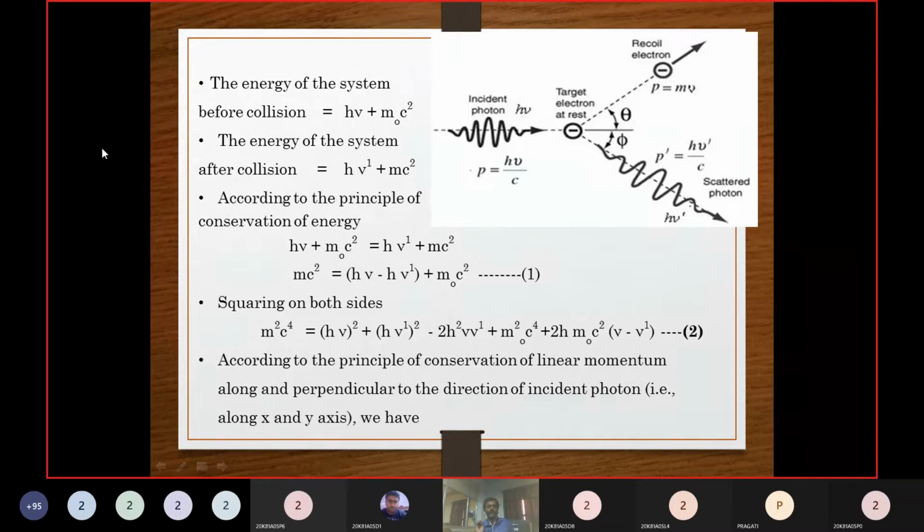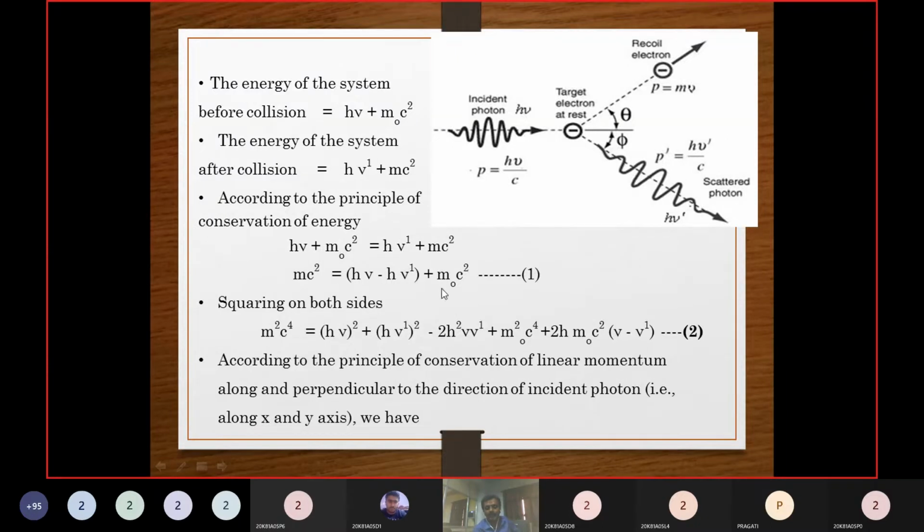For calculating the Compton shift, we have only 4 steps. The first step is conservation of energy. The total energy before collision equals the total energy after collision. Before collision, the total energy is h nu plus m naught c square. After collision, the energy is h nu dash plus m c square. So energy is conserved, and both are equal.